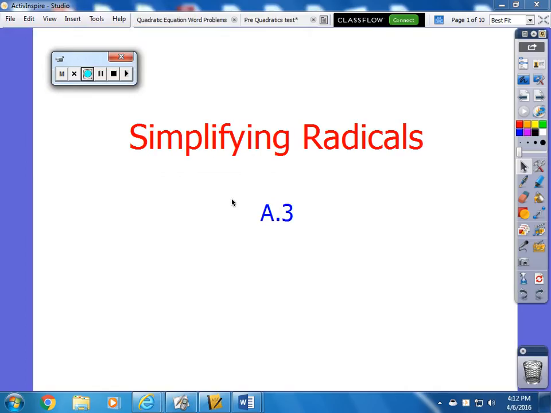Today's lesson is on simplifying radicals. I actually taught this in class, doing several examples for a couple of days, but I wanted you to have something online in case you wanted to reference it, as this will be on benchmark 3. So let's go ahead and look at it.